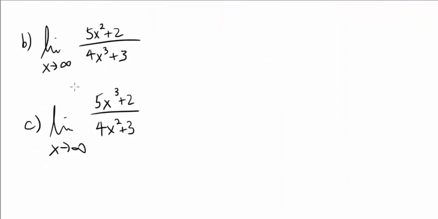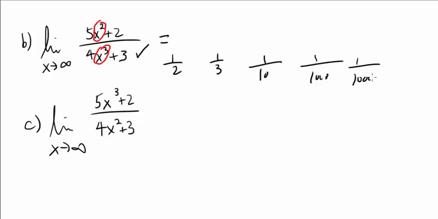Now let's look at two more examples. B: the limit as x approaches infinity of 5x squared plus 2 over 4x cubed plus 3. In this case, what's going to dominate the top? The 5x squared term. And what's going to dominate the bottom? The x cubed term. Now, which one is going to increase much faster? Obviously, the x cubed term. So this thing is going to be like 1 over 2, 1 over 3, 1 over 10, 1 over 1,000, 1 over 10,000, because the bottom is increasing much faster than what's going on at the top. So in the end this is going to approach 0, so our limit is 0.